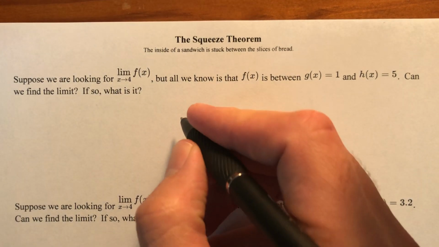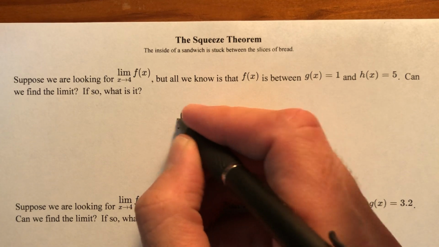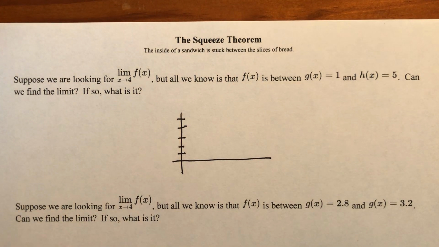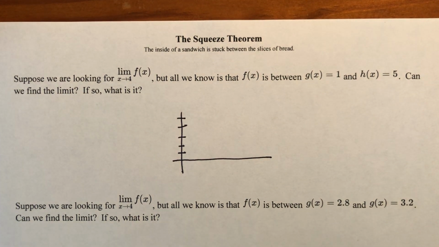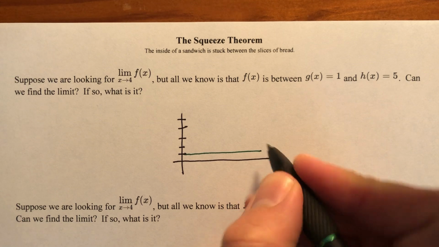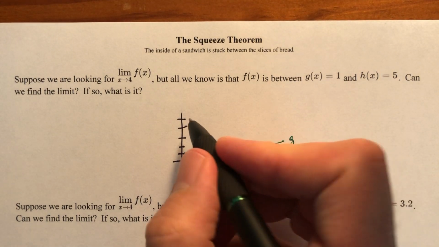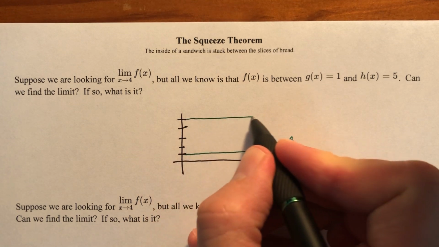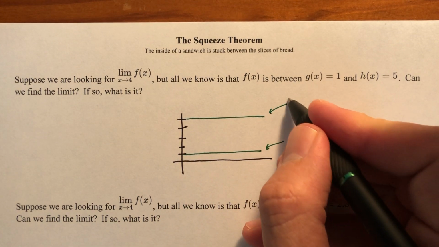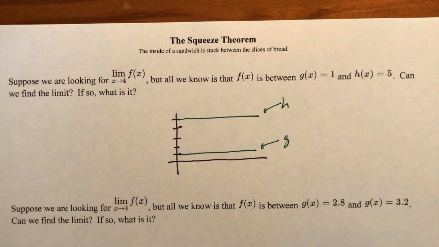Can we find the limit? And if so, what is it? Well, 1, 2, 3, 4, 5. And we're going to do a lot of color coding on this particular lesson just so we don't have things run into each other and look alike. But this function, which will be green, is the function that is g. This one's g, and this one's going to be h. So h is equal to 5, g is equal to 1. Those are the two functions.